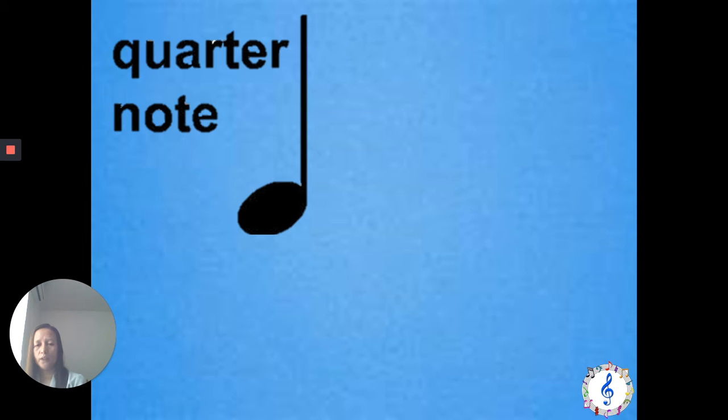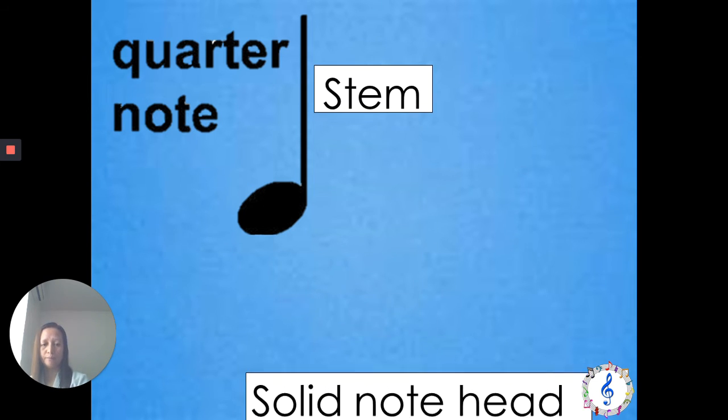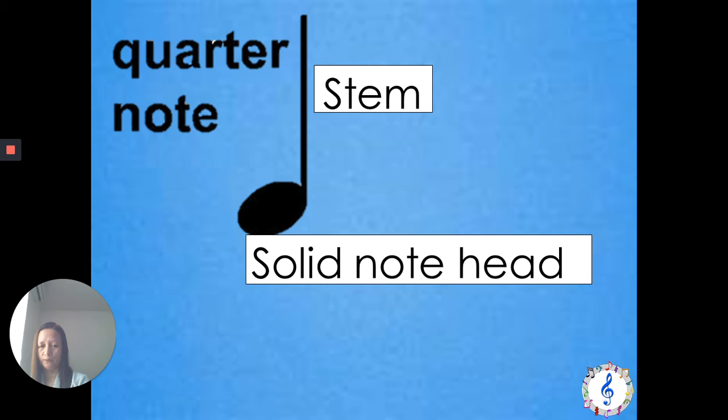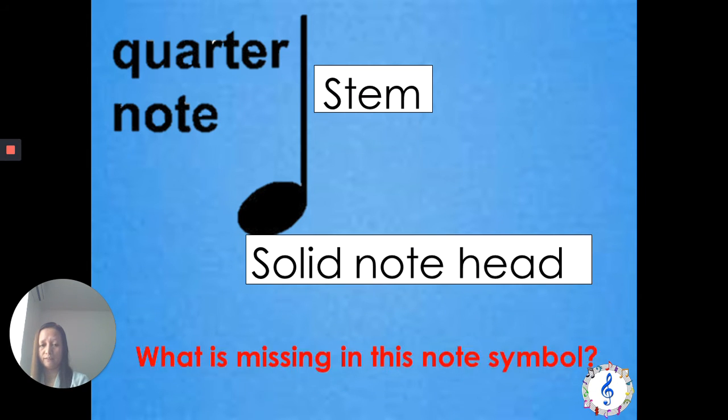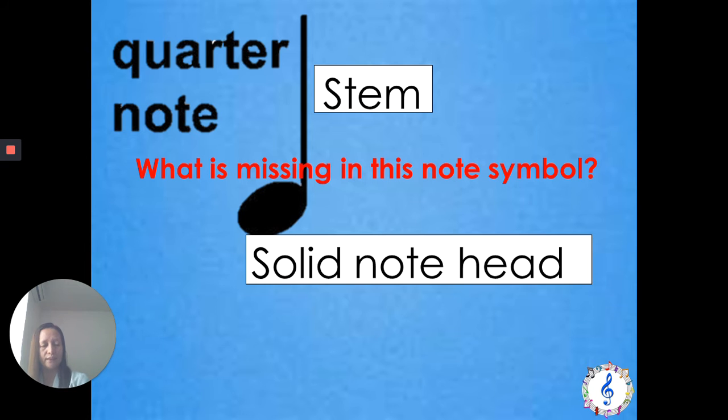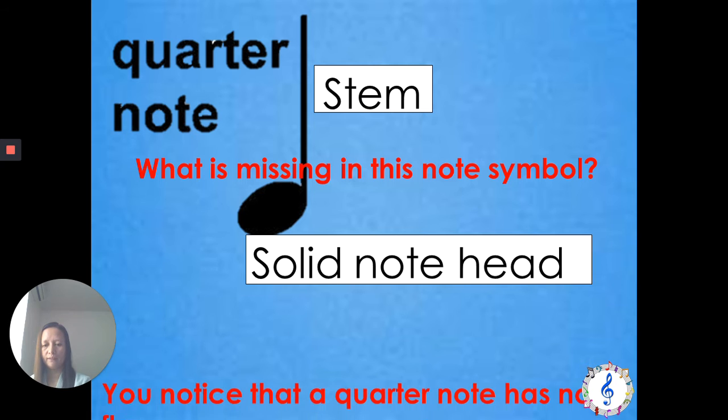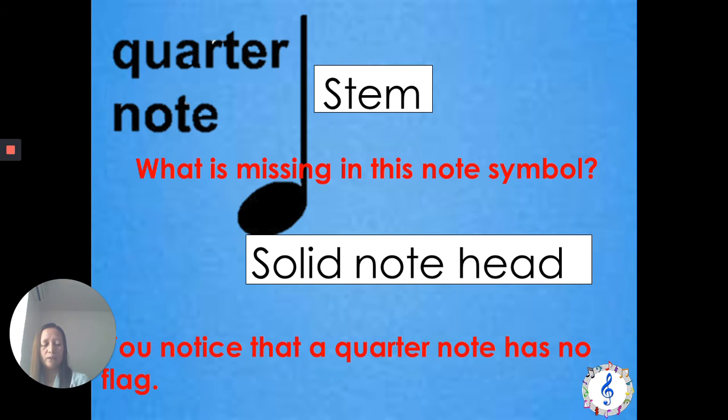Another one is a quarter note. Can you describe a quarter note? A quarter note has a stem and a solid note head. But what is missing in this note symbol? Correct. You notice that a quarter note has no flag.